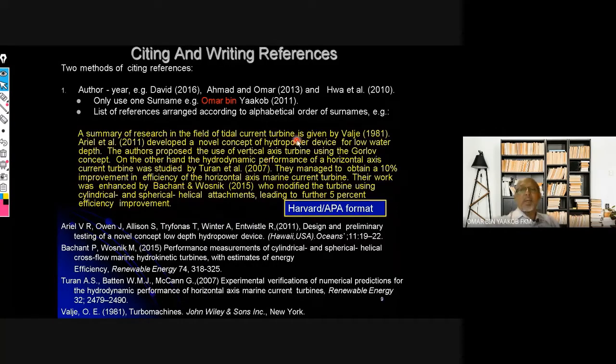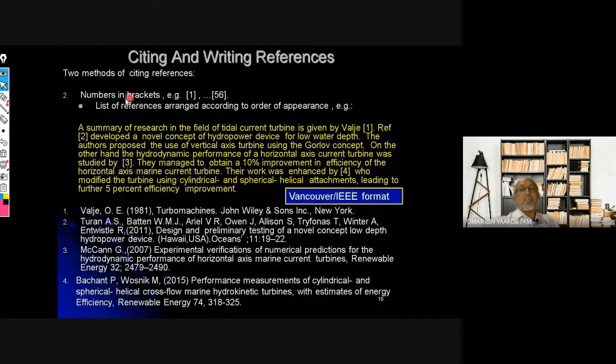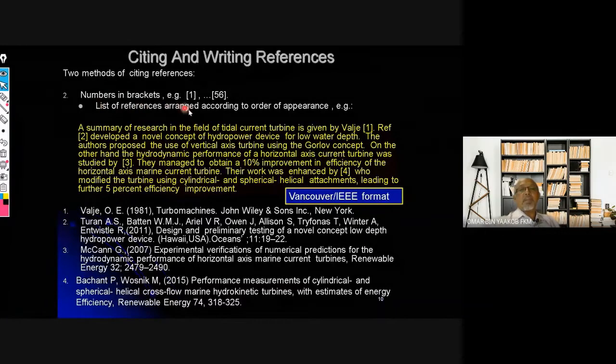The next format that people can also use will be numbers in brackets, so it is [1] and so on. The difference is that when you use numbers in brackets, the list of references is arranged according to order of appearance, like this. It is the same story, but the references are given by number in brackets.